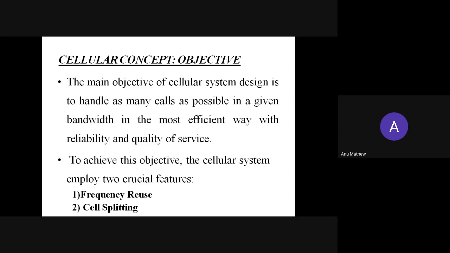Then we will see in detail what the cellular concept is. We already said the main objective of cellular system design is to handle as many calls as possible in a given bandwidth in the most efficient way, with reliability and quality of service. In order to achieve this objective, the cellular system employs two crucial features: frequency reuse and cell splitting. We will see these two features in detail.